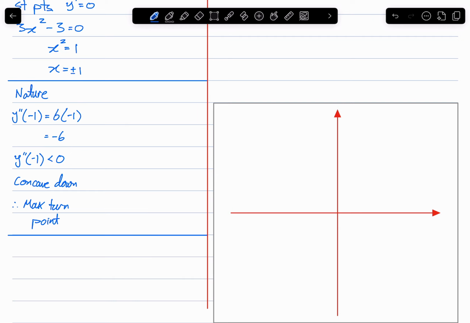We do the same for the value of 1. 6 times 1 gets 6. So y double prime of positive 1 is greater than 0. So this gives us a concave up point, and therefore, this is a minimum turning point.